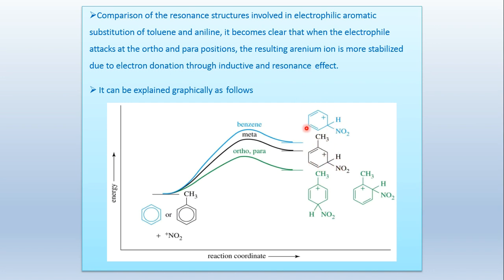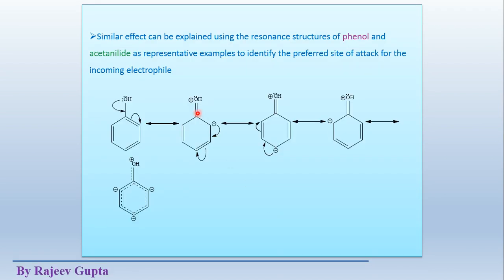So the highest intermediate energy is for benzene, then meta, and then this ortho-para for this toluene reactant. Now, how can we show in a different way that a lone pair containing substituent could be ortho-para directing or meta directing? This could be shown by resonating structures of this compound.